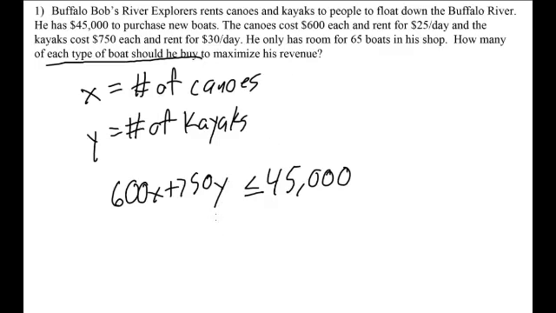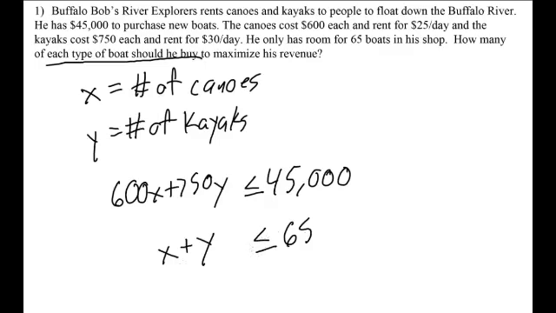All right, the next one is going to involve the number of boats that he can fit in his shop. He can only fit 65 total boats, so that's a total number between canoes and kayaks, and so that one is just going to be x plus y is less than or equal to 65, because the total number of canoes and kayaks cannot be more than 65 or he won't have room for them in his shop.